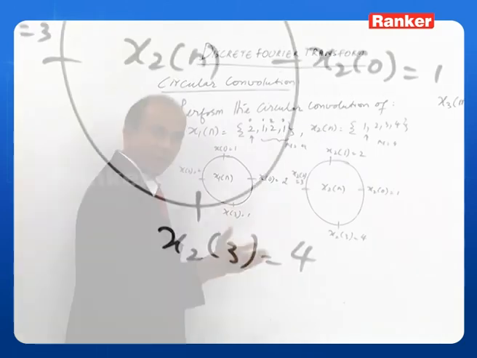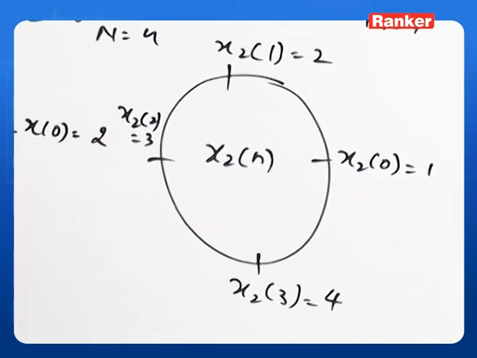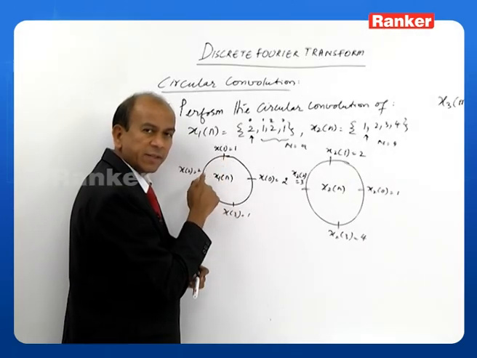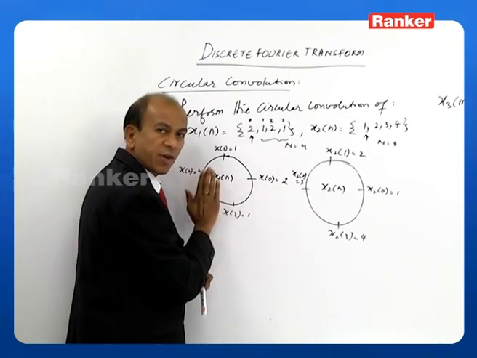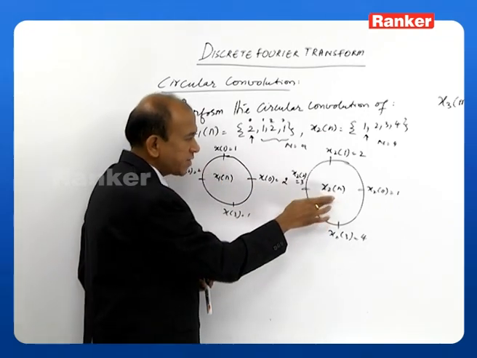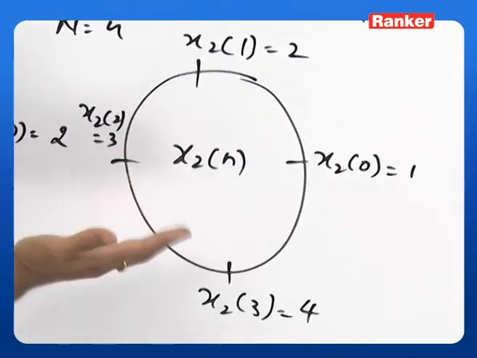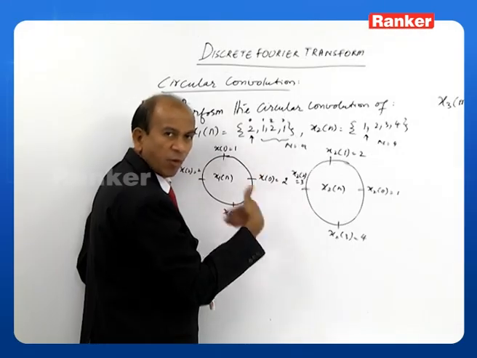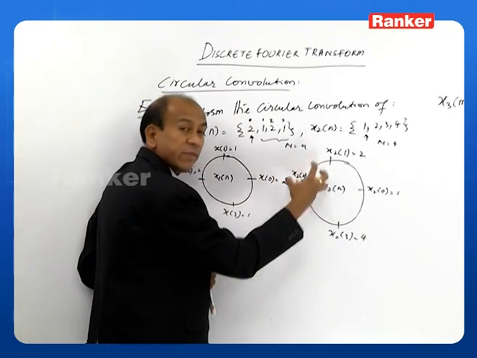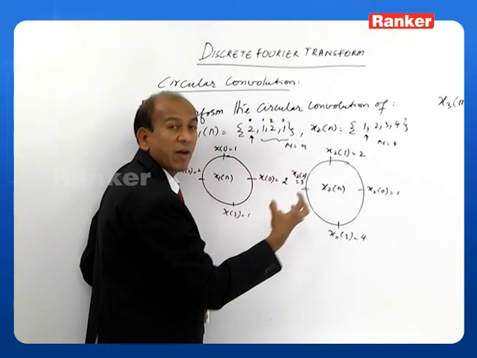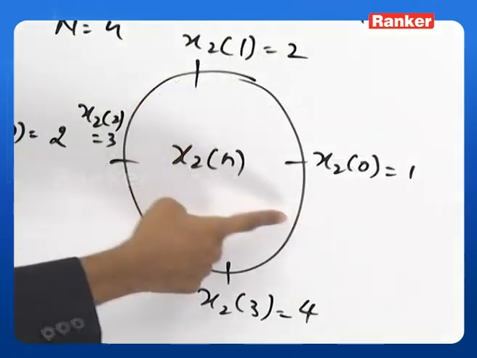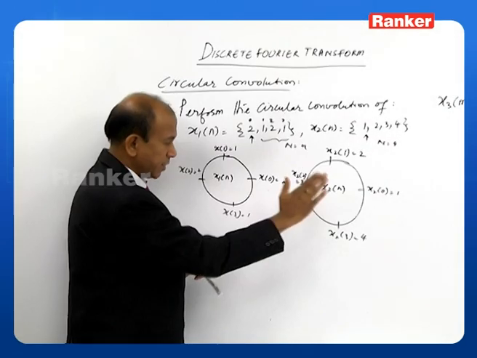As you see here, let us just recollect what we have done. I have taken a circle. On the circle I am marking points, so two circles we are drawing here, x1 and x2 of n, out of which, as you see from the equation, this is what we are trying to fold and then shift. So folding, shifting and all those operations we are doing on this, because this is what we are saying, x2 of m minus n. So we have plotted all the values here.